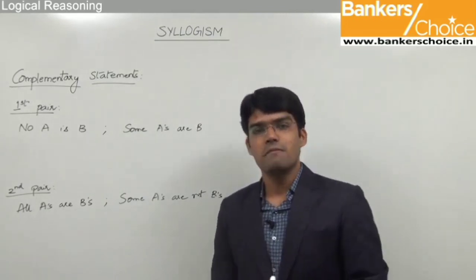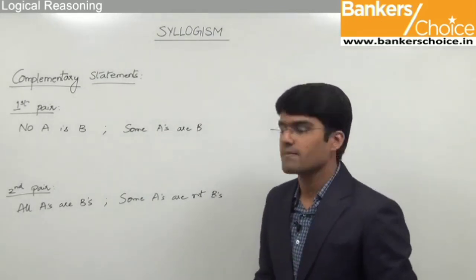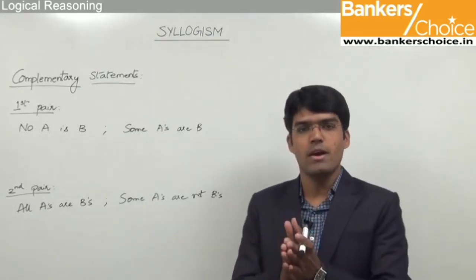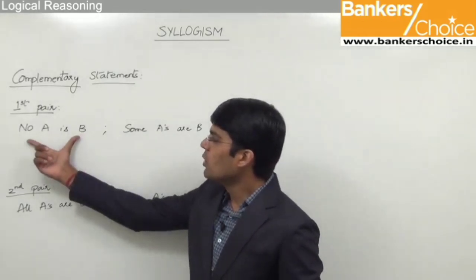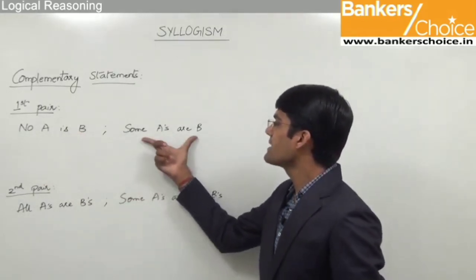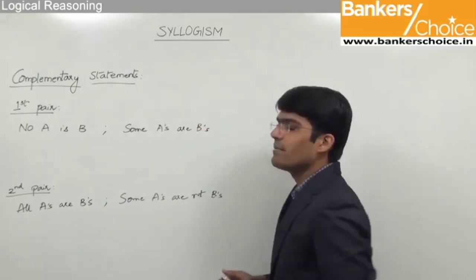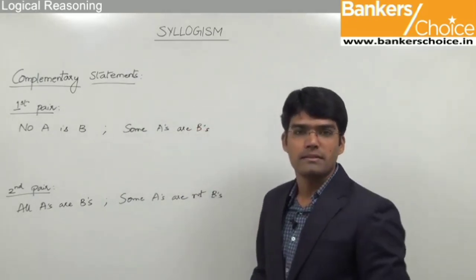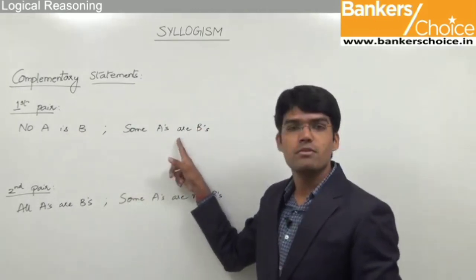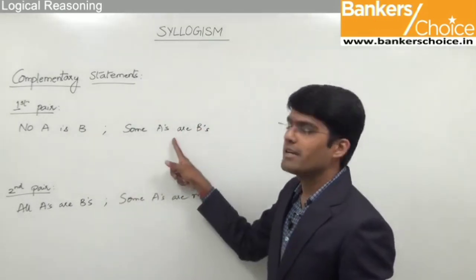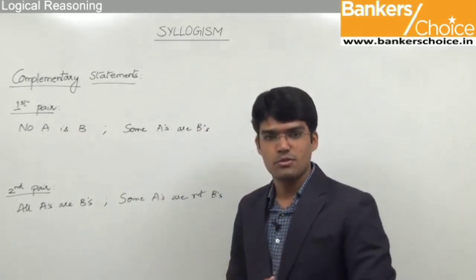As we have discussed, we have got four types of statements, and these four statements can be divided into two complementary pairs. The first pair here is no A is B and some A's are B's. These two statements form a complementary pair. That means when the first statement here is false, the second statement should be definitely true. And when the second statement is false, the first statement has to be true.